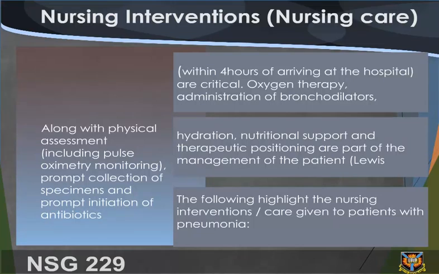Along with physical assessment, including pulse oximetry monitoring, prompt collection of specimens and prompt initiation of antibiotics within 4 hours of arriving at the hospital are critical. Oxygen therapy, administration of bronchodilators, hydration, nutritional support, and therapeutic positioning are part of the management of the patient. Lewis: the following highlights the nursing interventions or care given to patients with pneumonia.